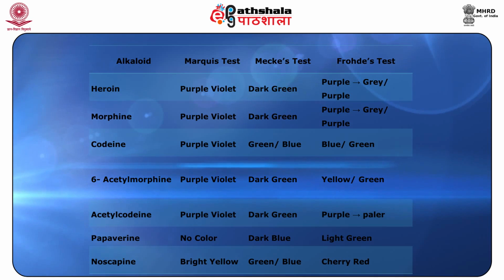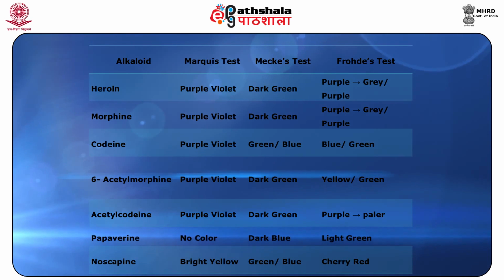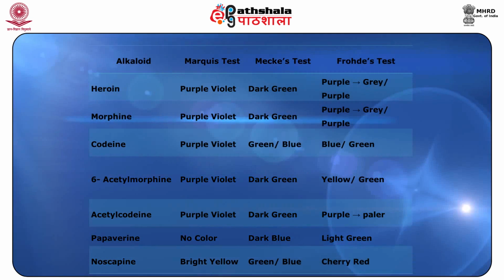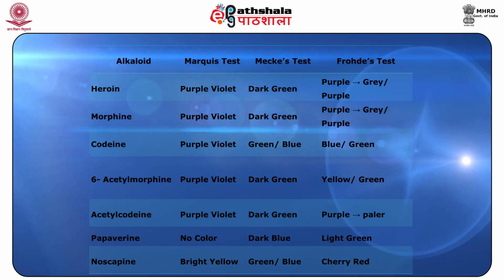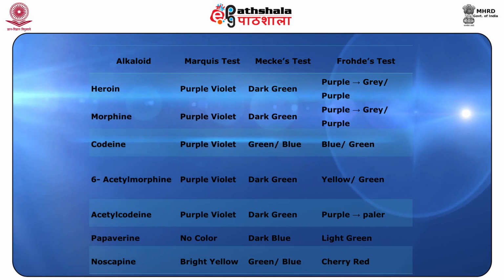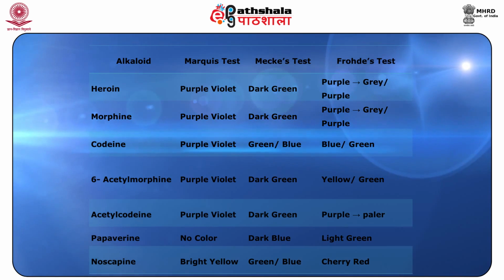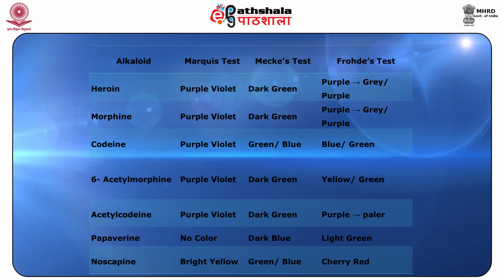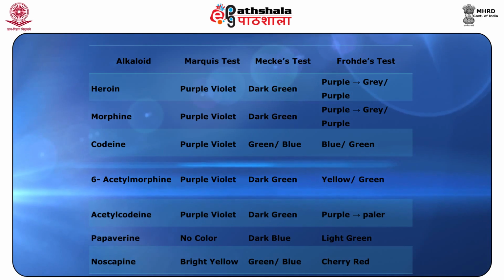Now let us see the alkaloid and the resultant color in the various tests, that is the Marquis test, Mecke's test and Faraday's test. In the case of heroin, the purple-violet color appears in Marquis test, whereas Mecke's test gives the dark green and Faraday's test gives the purple to grey purple.